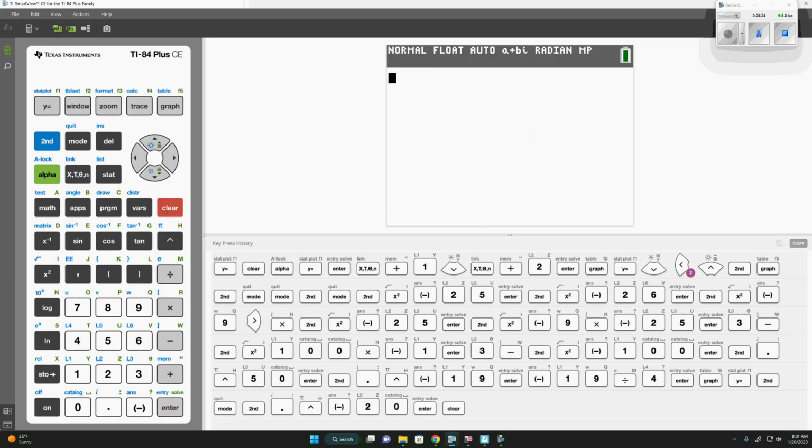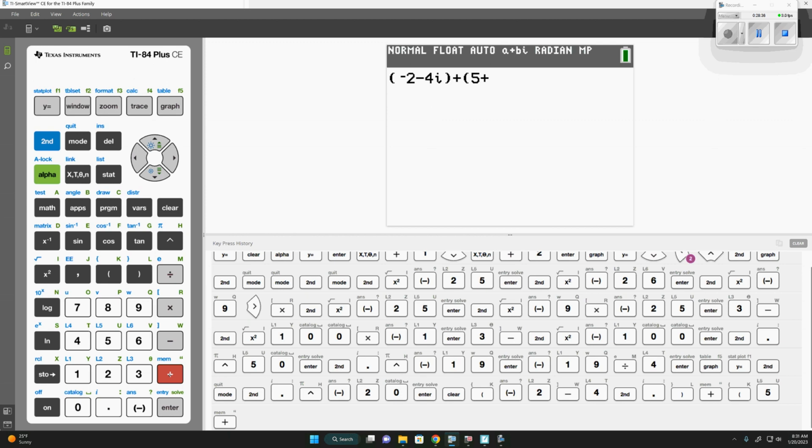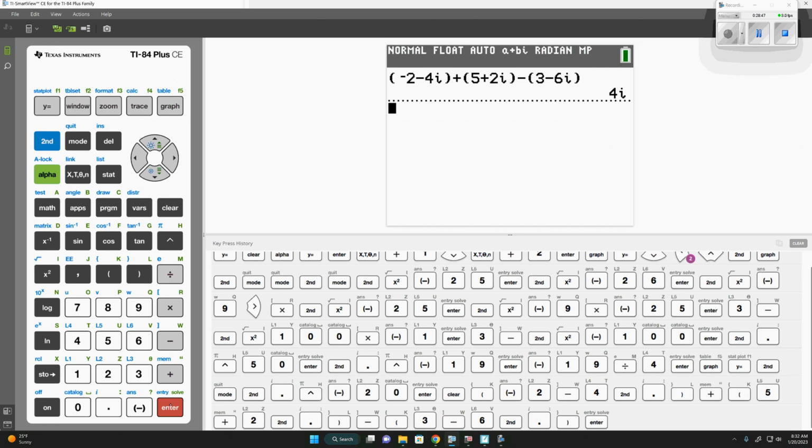Graphing calculator. Negative 2 minus 4i plus 5 plus 2i minus 3 minus 6i. And I think, yep, I see what I did. Okay, now I'm going to fix my error here in a second. I'm going to explain this first.